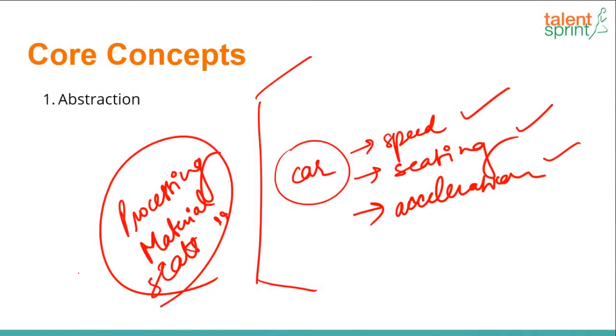The concept revolves around the idea that you show only the relevant details and hide the irrelevant details that are not important. And how do we implement abstraction in Java? We do that by two things. One is we use interfaces, and the other is we use abstract classes. So we use these two properties of Java to do the abstraction.